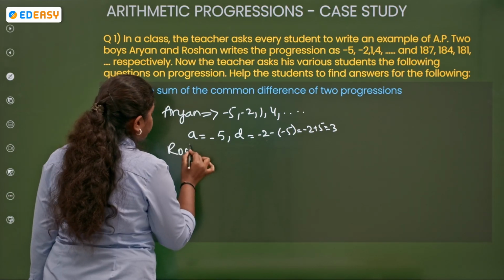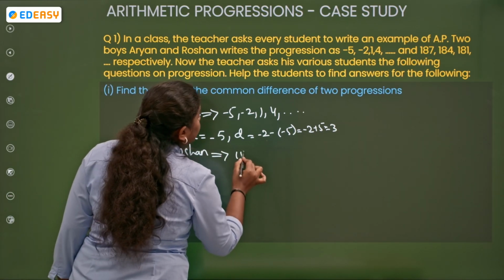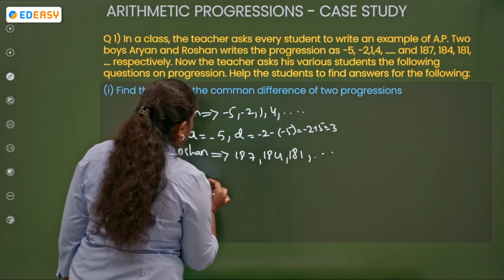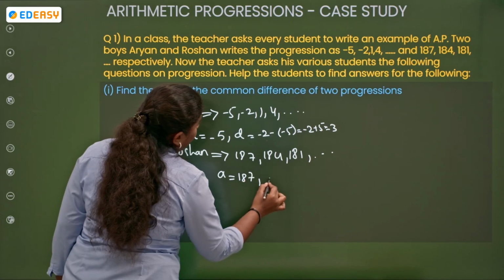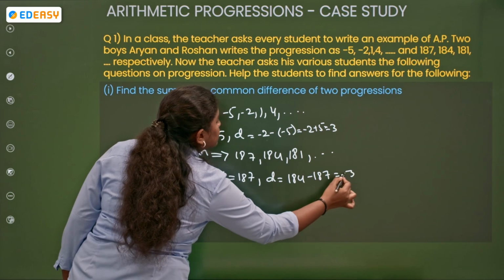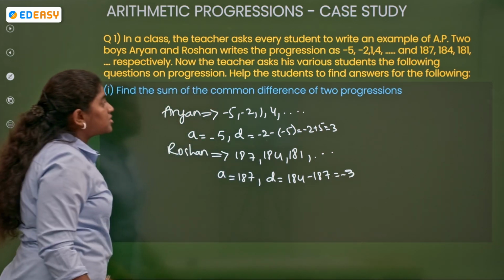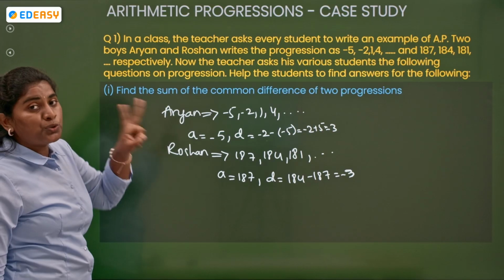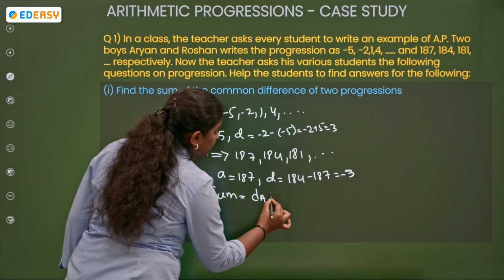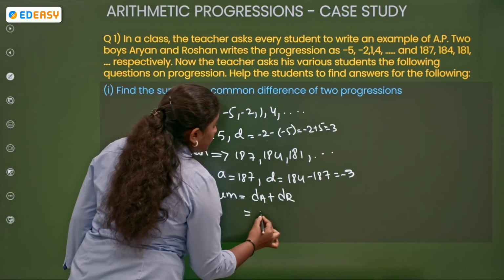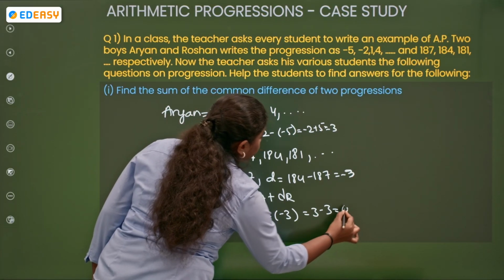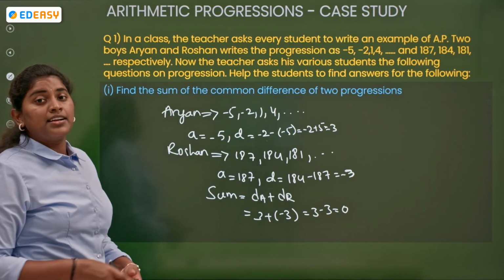And coming to Roshan, the AP is given as 187, 184 and 181 and so on. So the first term is 187 and your difference is 184 minus 187, which is nothing but minus 3. Clear? Now they are asking us to find the sum of the common differences of the two APs. So the sum equals the common difference of Aryan plus the common difference of Roshan. So that is 3 plus minus 3. So 3 minus 3 gives you 0. So we got the sum of common differences as 0.